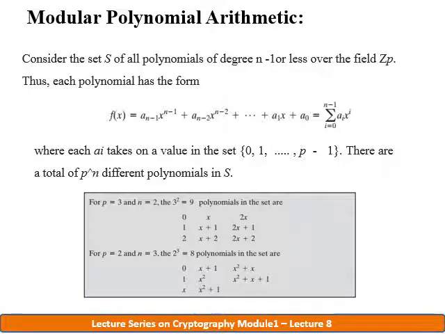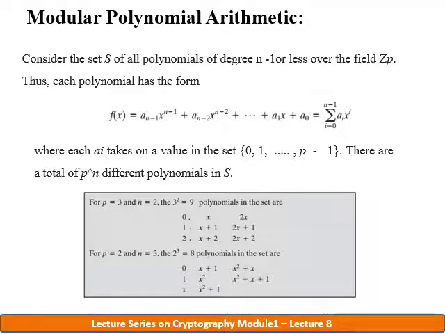How do we get these 9 polynomials? You can count them here. We are getting the first one, that is 0, 1, 2. Next x plus 1, x plus 2, 2x, 2x plus 1, 2x plus 2. How do we get this?